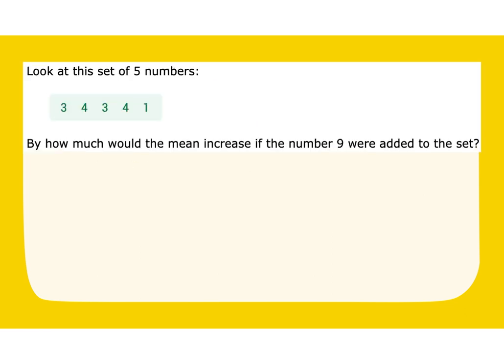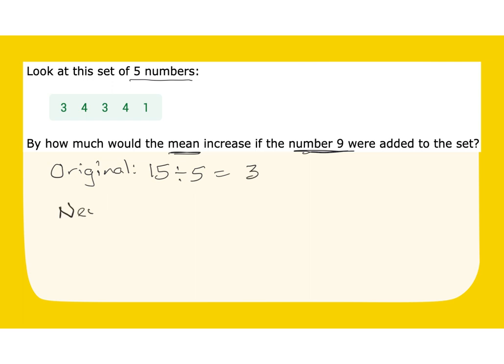In our second example, we're asked how much the mean would increase if the number 9 were added to the data set. So we start off with this set of 5, 3, 4, 3, 4, 1. We find our original mean, which if I add those all together is 15. I divide by 5 because that's how many numbers we have. That gives me a mean of 3.